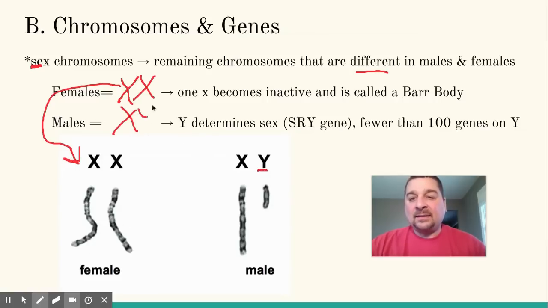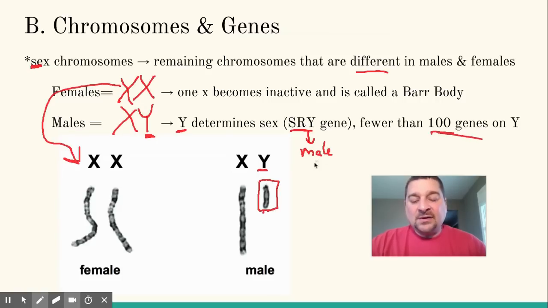Males are XY. That Y chromosome determines male and femaleness. It has the sex determining region Y gene, so we sometimes call it the SRY gene. That SRY gene essentially stimulates testosterone and determines all the male characteristics. It's a small chromosome. You can see it right here. It's much smaller than the X chromosome.